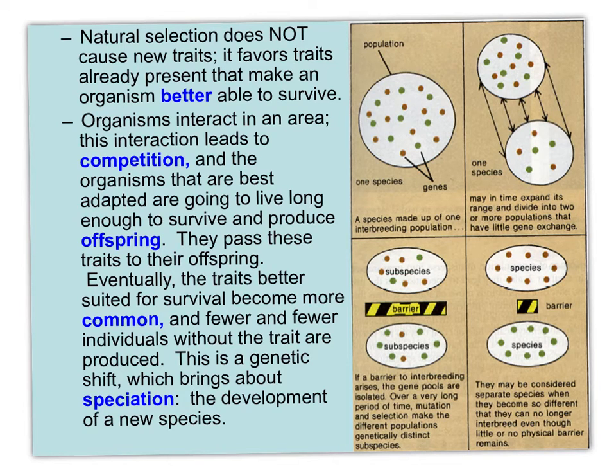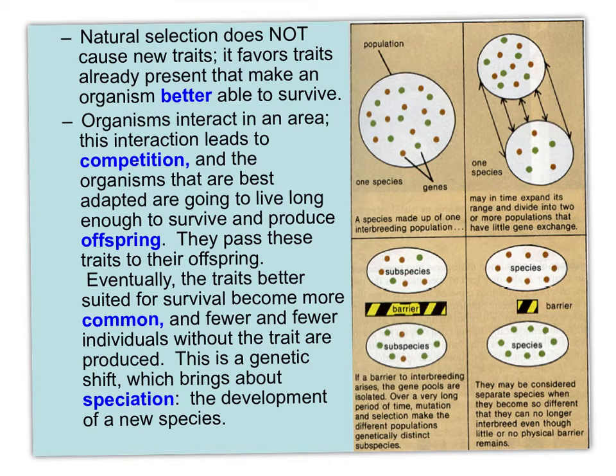Eventually these traits that are better suited for that environment are going to occur more and more in that population, and then you'll have less and less of the unfavorable trait. This is called genetic shift, and it causes speciation. Eventually that species becomes so different from the original one that we get a new species. There are a couple of methods of speciation, and we're going to be talking about each of those.